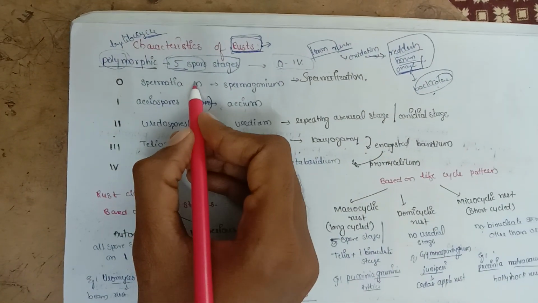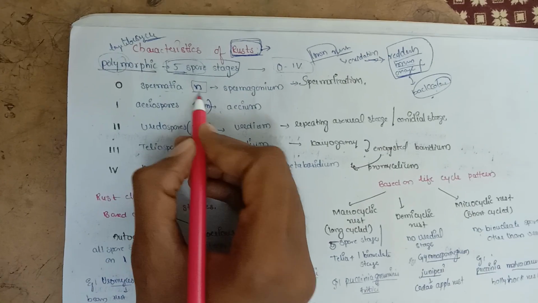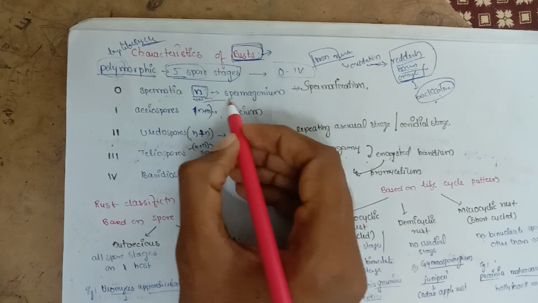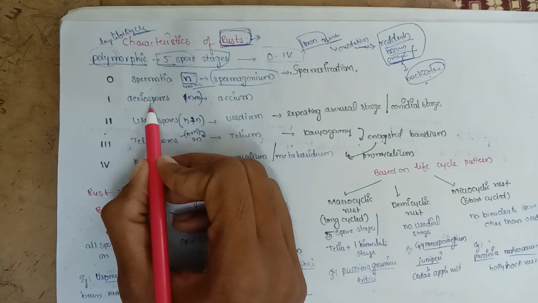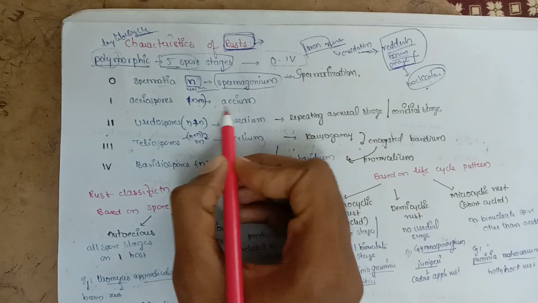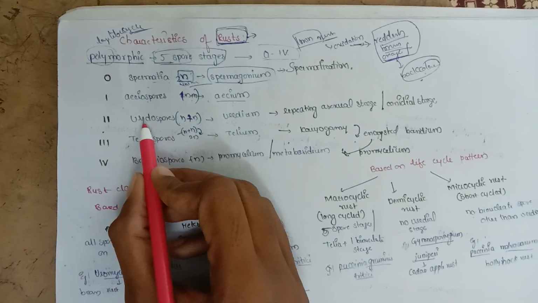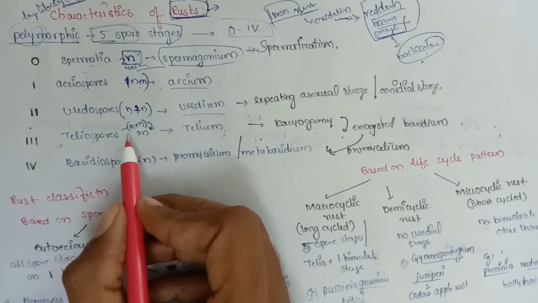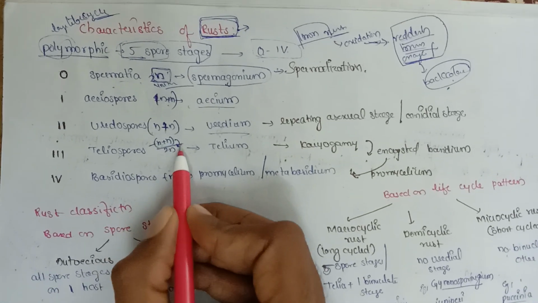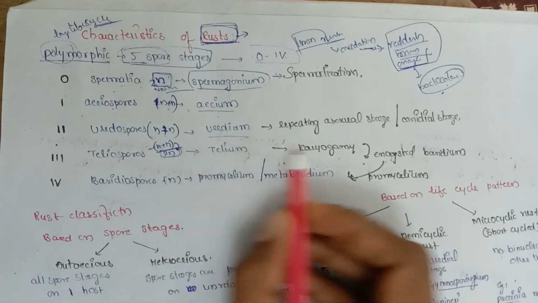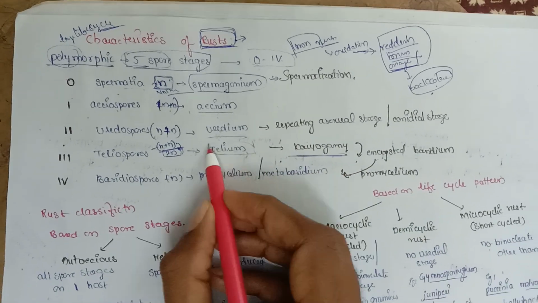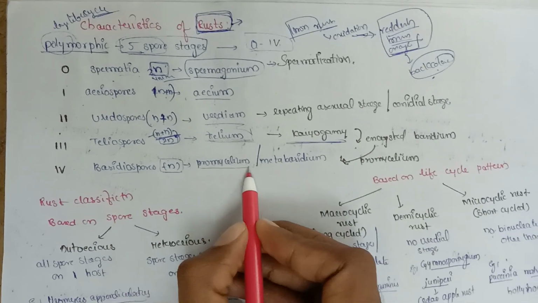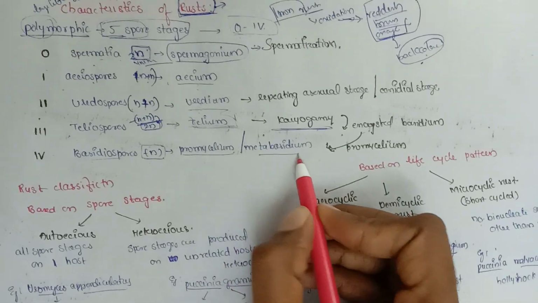And the nucleus status. Spermatia are uninucleate, with only one nucleus, and are produced in the spermogonium. Aeciospores are binucleate, produced in the aecium. Uredospores are binucleate and produced in the uredium. Teliospores are binucleate at the earlier stages, and at later stages are converted into uninucleate due to karyogamy, and are produced in the telium. And basidiospores are uninucleate and haploid and produced in the promycelium or metabasidium.